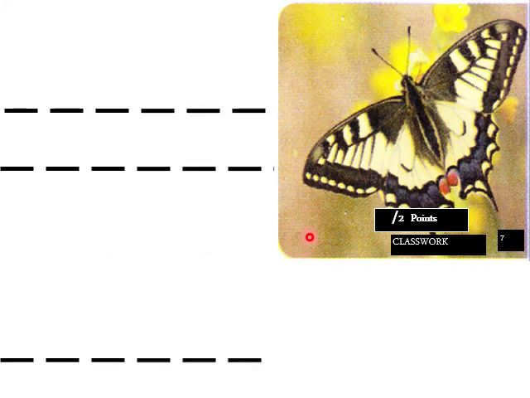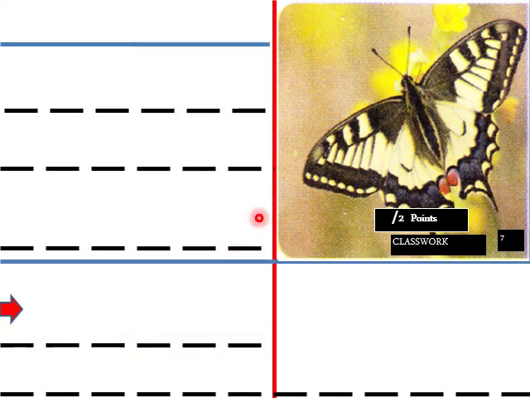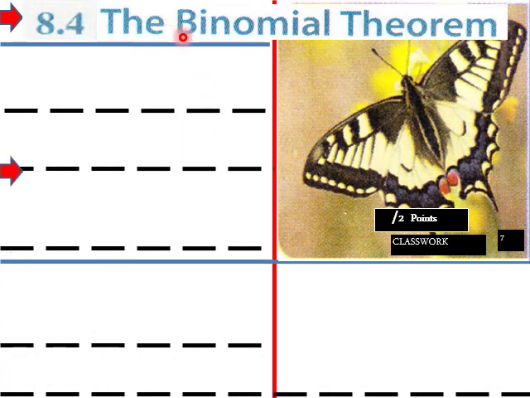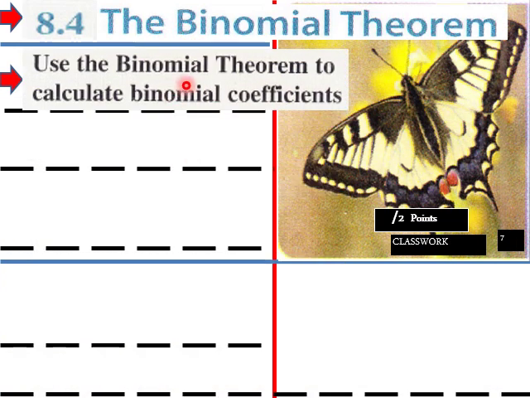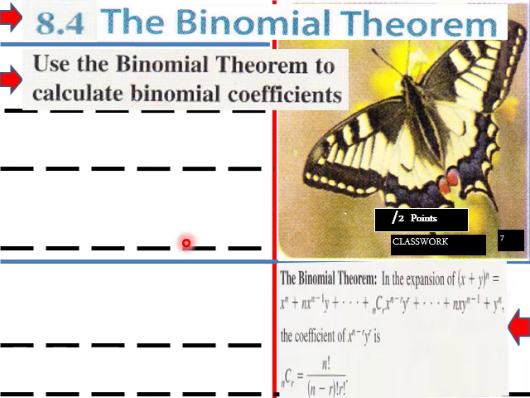And then let's go on to 8.4 now. The binomial theorem. Use the binomial theorem to calculate binomial coefficients. So this will be an example of that. And again, your formulas down here are key. n choose r equals n factorial over (n minus r) factorial multiplied by r factorial. This would be your formula for calculating binomial coefficients.